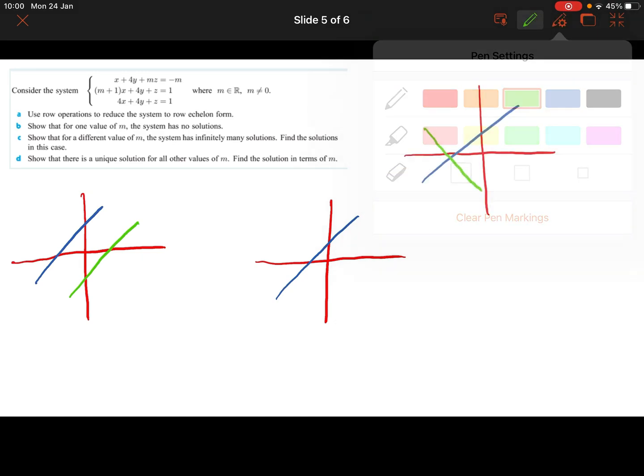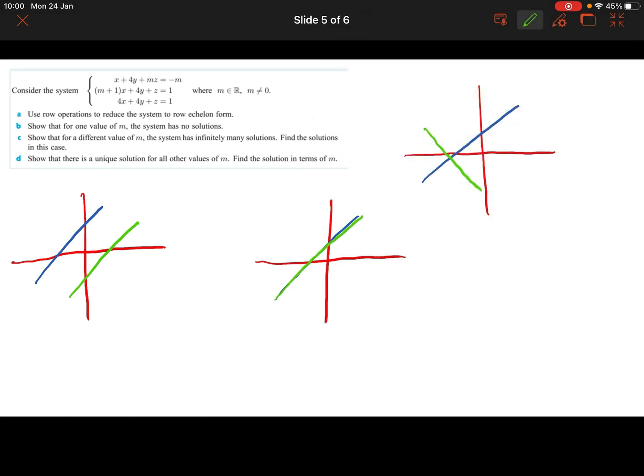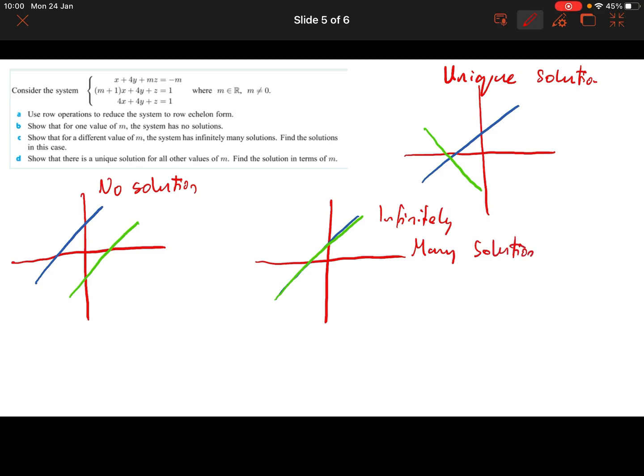They are the exact same line. Now, if that is the case, this is where we get a unique solution. Okay, a unique solution. This is where we get no solution. And this is where we get infinitely many solutions. Okay? That, I hope, is pretty obvious to you by now. So now we're going to extend this into 3 dimensions.